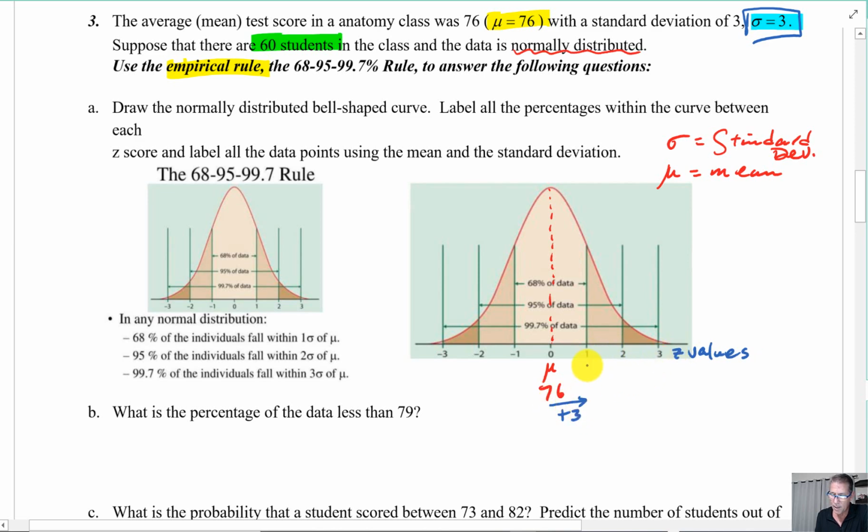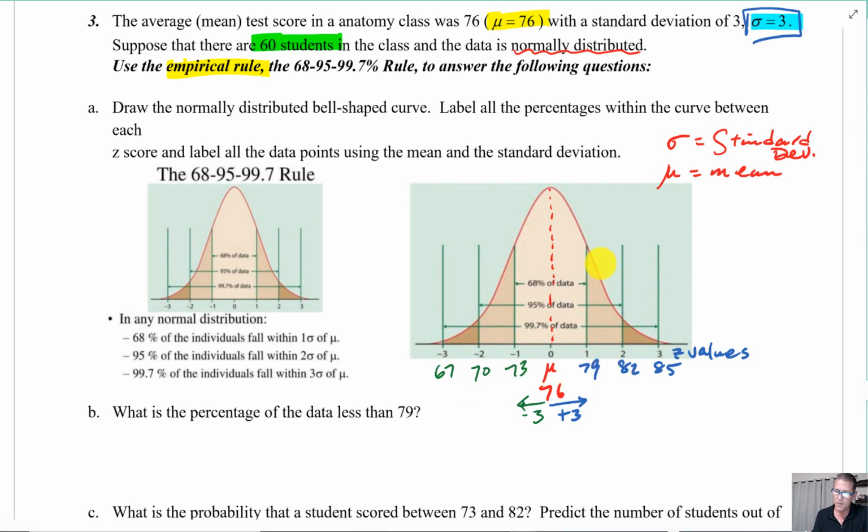So when you take 76 and add 3, you get 79, obviously. Plus 3 more, you get 82. Plus 3 more, you get 85. On the left side, you got to subtract 3. So 76 minus 3 is 73. These are the scores according to the corresponding z values. Subtract 3 again, you get 70. Subtract 3 again, you get 67. Okay, so once you label the graph there, then you have to know the percentages.